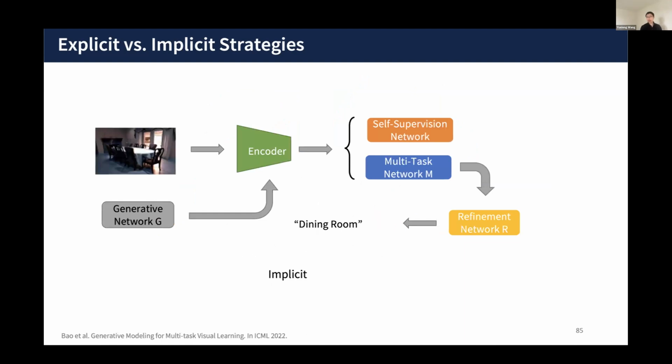An alternative implicit strategy is to synthesize RGB images paired with only image-level scene labels by introducing auxiliary self-supervised or weakly supervised discriminative tasks. In both strategies, the paired synthesized data have been shown to be effective for data augmentation in low data regimes.